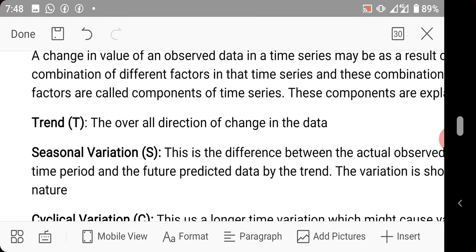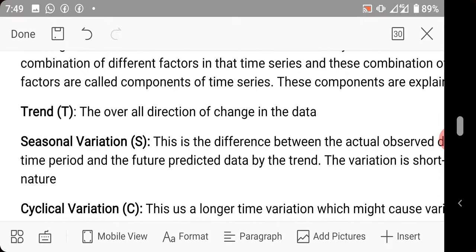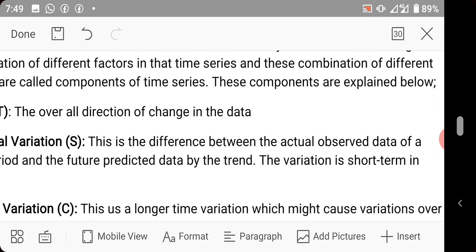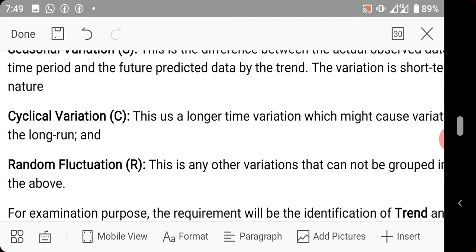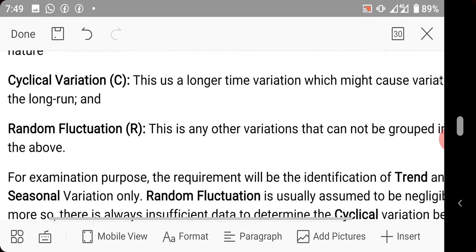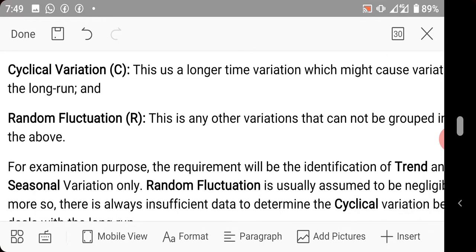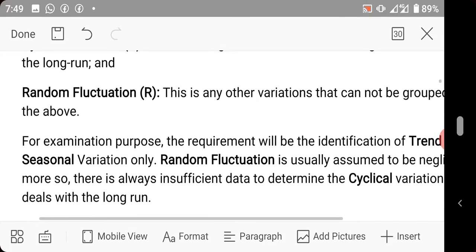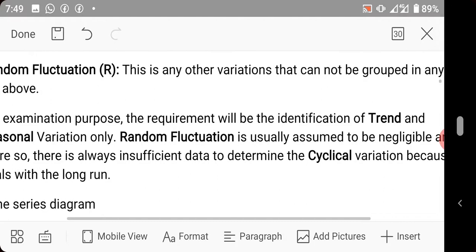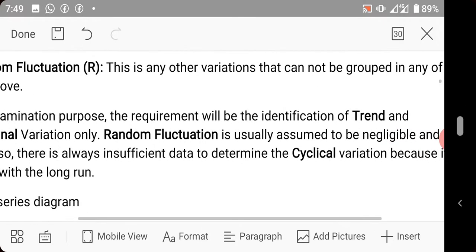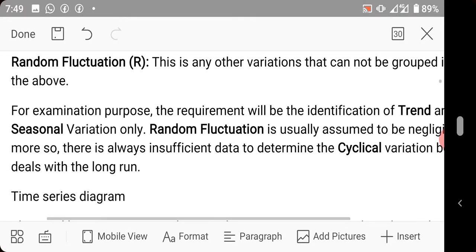Now, seasonal variation is the difference between actual and observed data within the short run. Cyclical variation is a long-term variation that might cause variation over the long run, while random variation is any other variation that cannot be grouped in above. Now, for examination purposes, you might be required to identify trend and also seasonal variation.